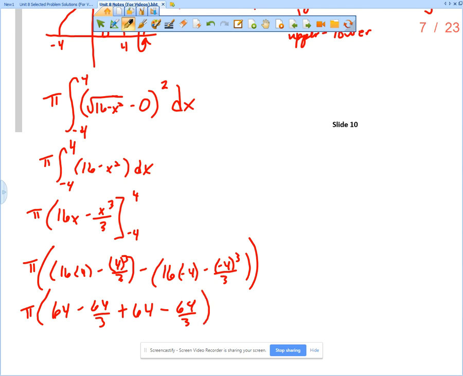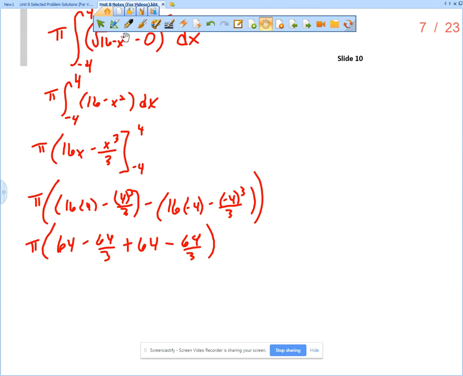Right? Now I just want to simplify a little bit more, and I've got the pi in front. Don't forget about that. So I've got pi, and I've got 64 and 64, which is 128, minus 128 thirds. And so I've got pi times 128 times 3.